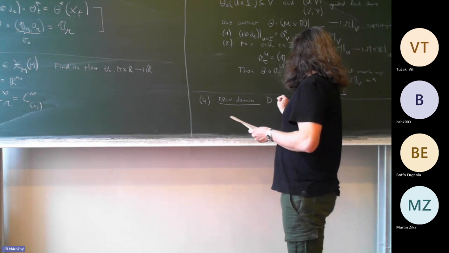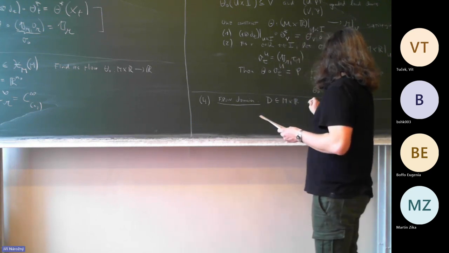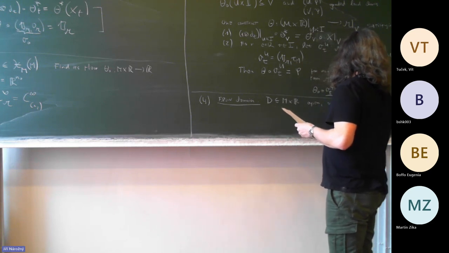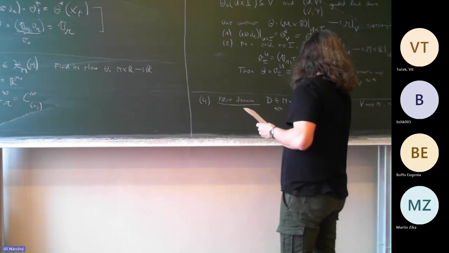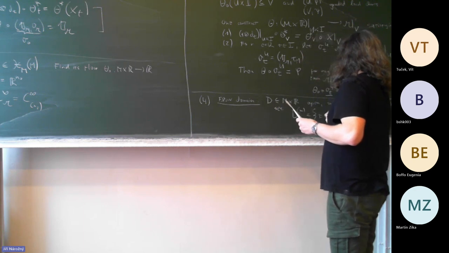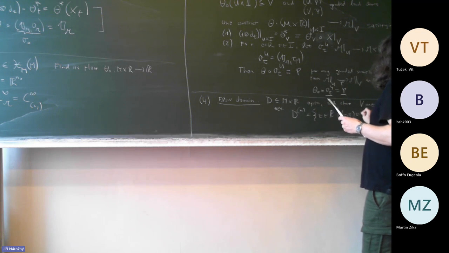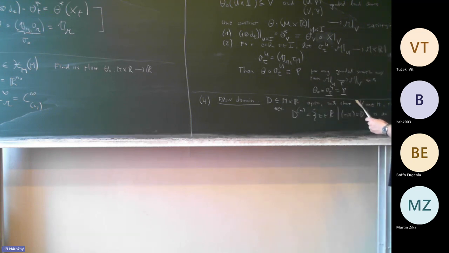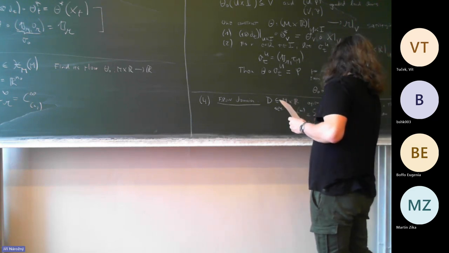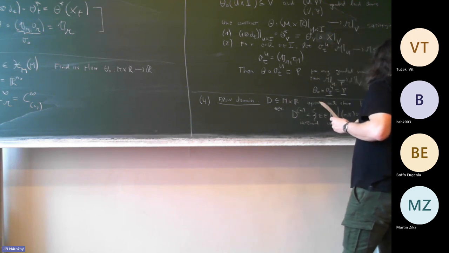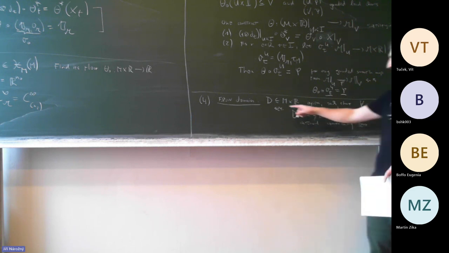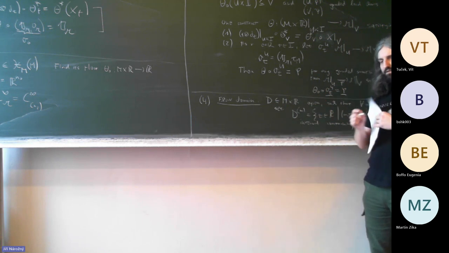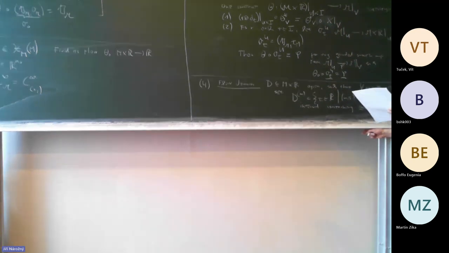So a flow domain is an open subset D of M times R such that for each M, the set, usually denoted D_M, which is the set of all T in R such that (M, T) is in D, is an open interval containing zero. So a flow domain is such an open subset of M times R that in particular it always contains M times zero, and if you fix M, the set of points over this M forms an open interval containing zero. This is what is called a flow domain.